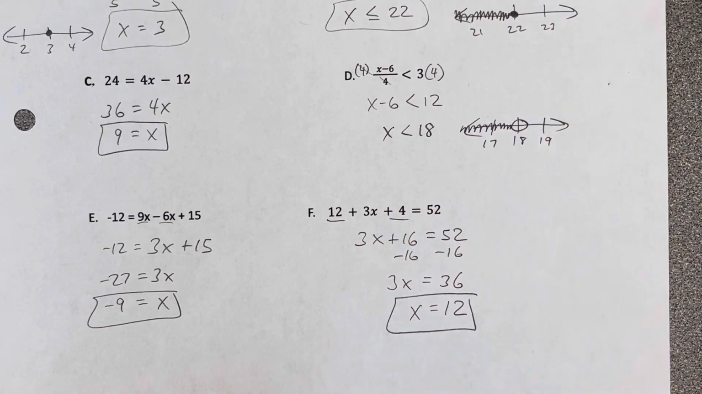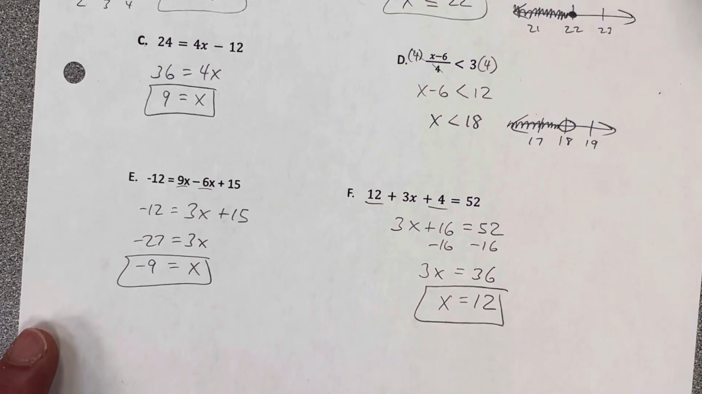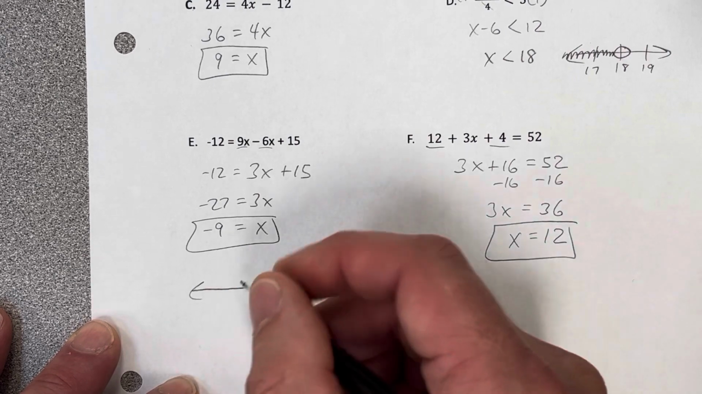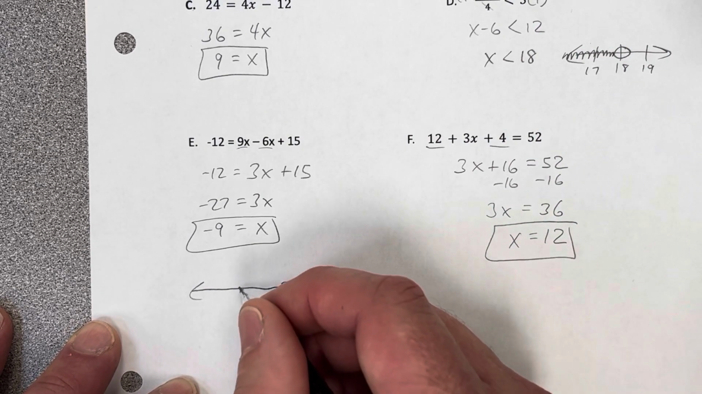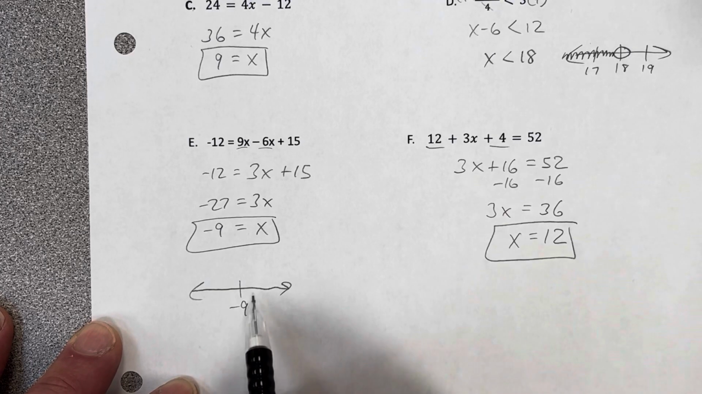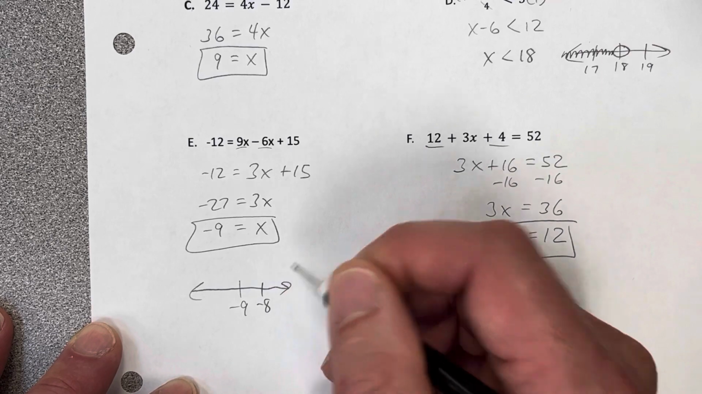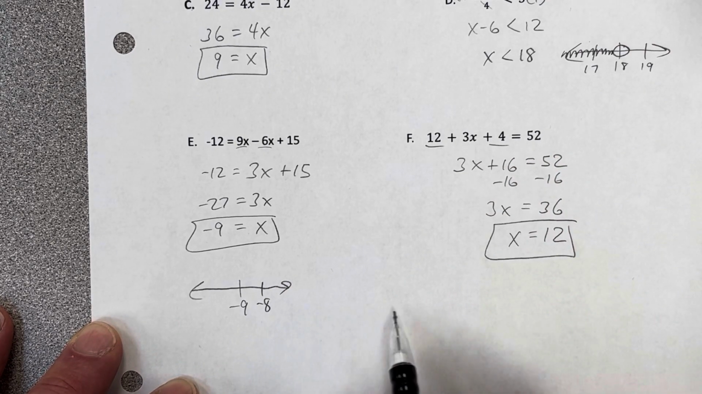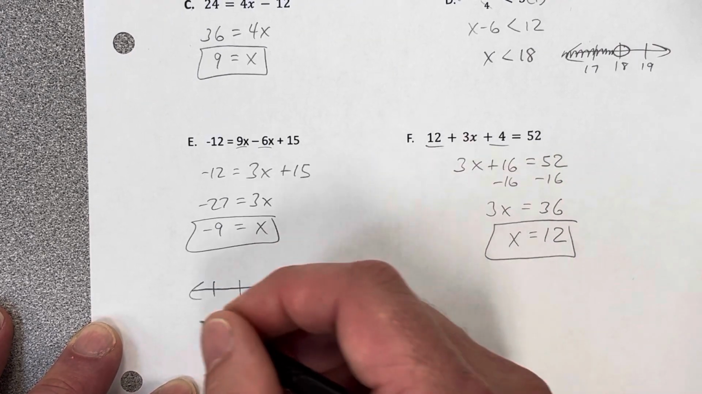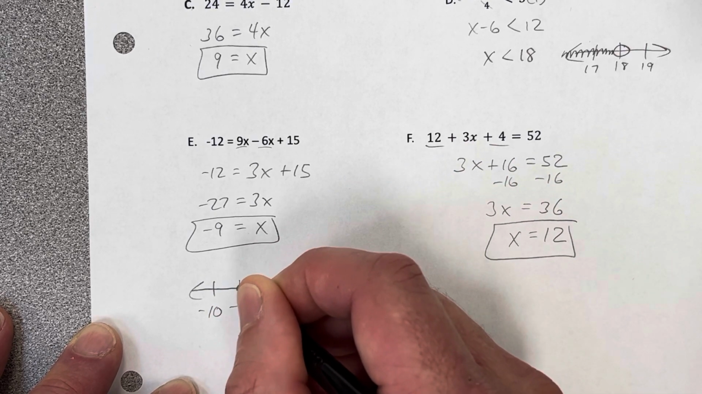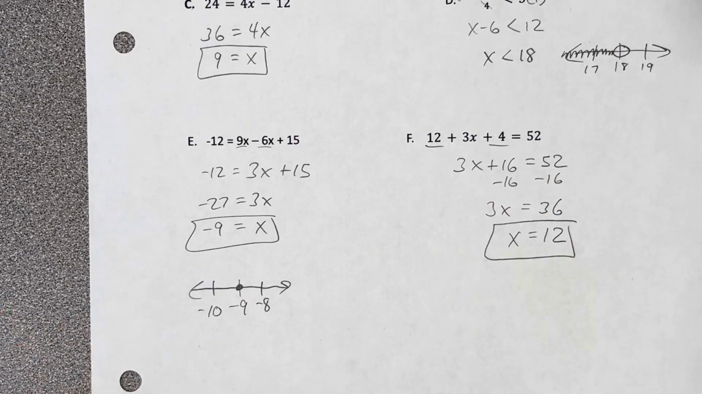And just a heads up, since we haven't graphed any negative numbers, let me go back to E for a second. Let's graph that, just because I know number lines can be tricky when you have negative numbers. So if you're at -9, to the right of that would be -8. As you go to the right, you've got to get back to 0, so it's going to be -8. And then as you go to the left, you're going to get more negative, so -10. So I just wanted to do that real quick, just to have another bit of practice with graphing negative numbers on a number line.